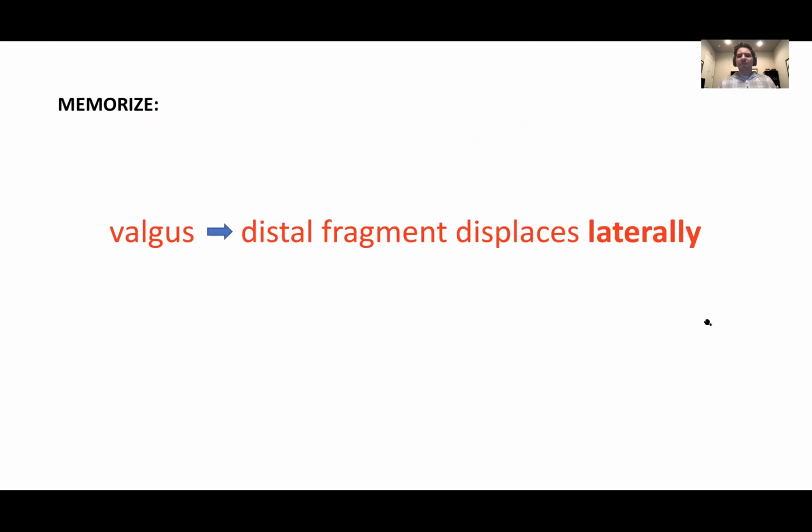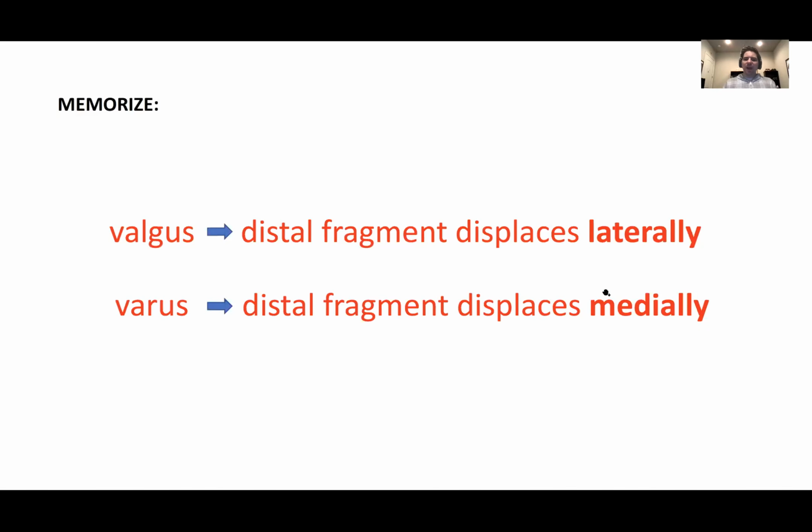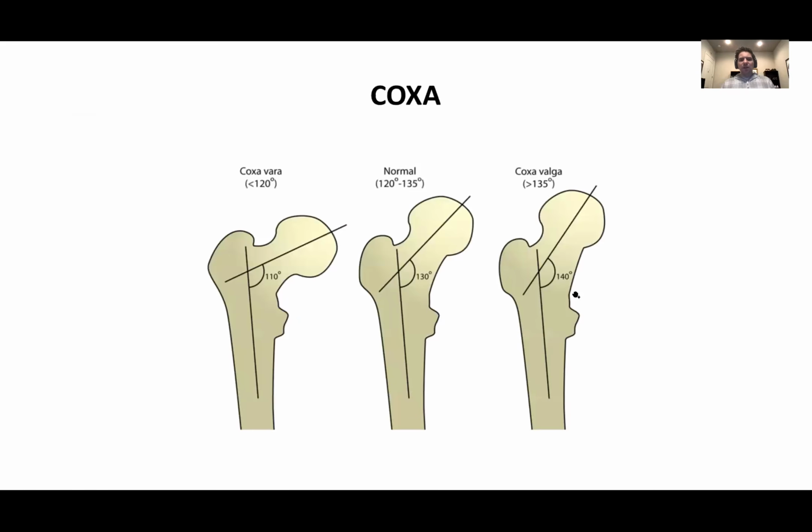Okay, a couple of things to memorize, just like the upper limb. We want to remember this. Valgus, whenever you look at these, you're always worried about the distal fragment. So it's kind of like Colles' and Smith's fracture. You're worried about the distal fragment. So for valgus, the distal fragment displaces laterally. For varus, the distal fragment displaces medially.